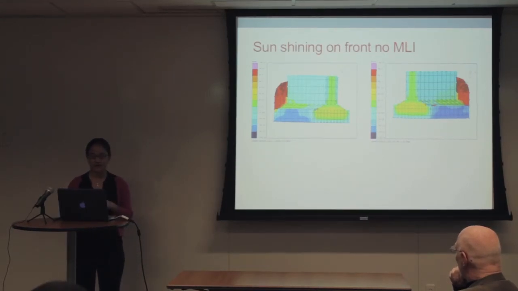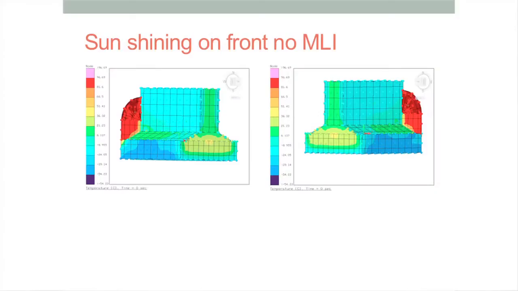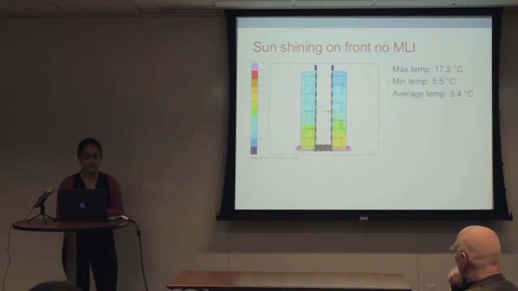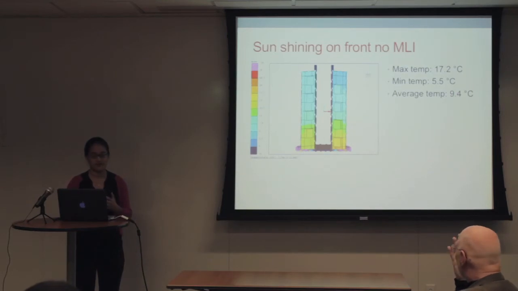So looking at the front, you can see that it's getting really hot. In this case, I have it shining directly on this face, which is why this is warm. The back side of this solar panel is actually not receiving any sunlight, and so the temperature ranges in here are about 5 to 17.